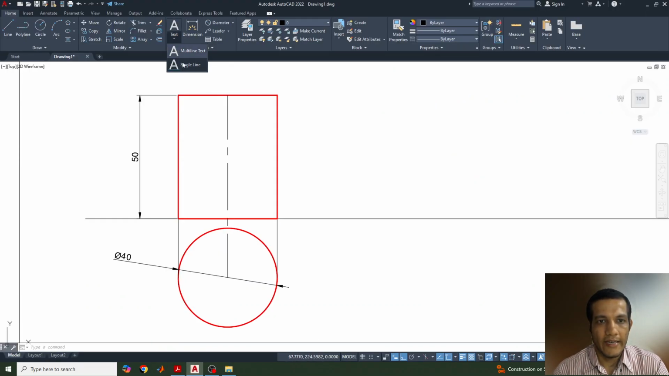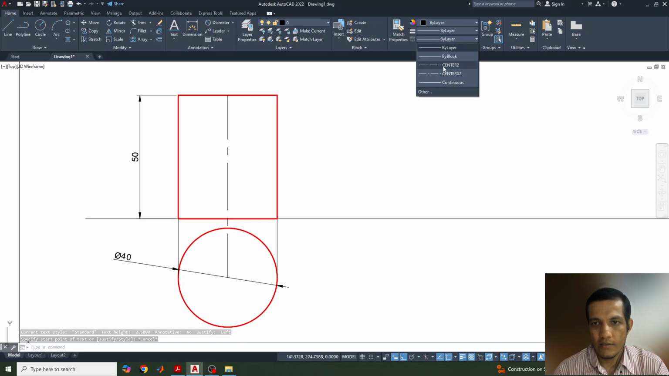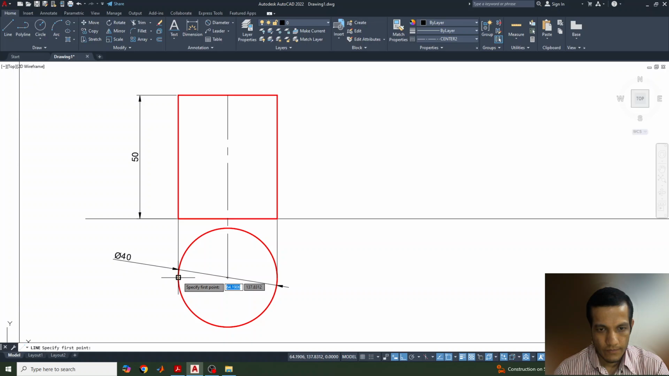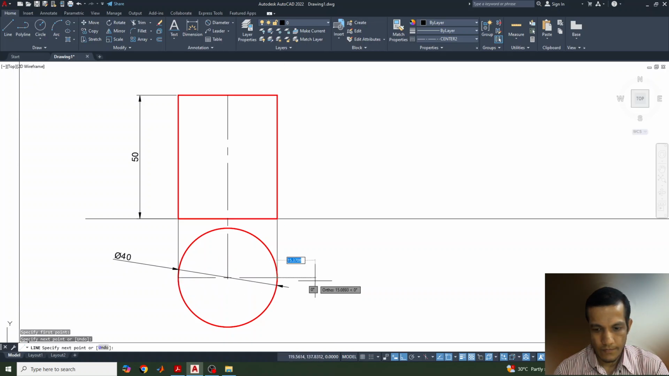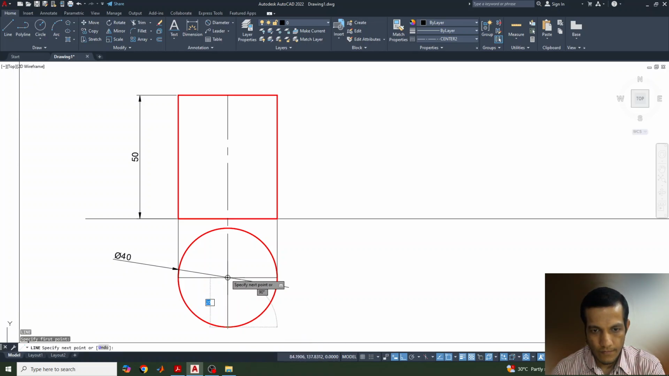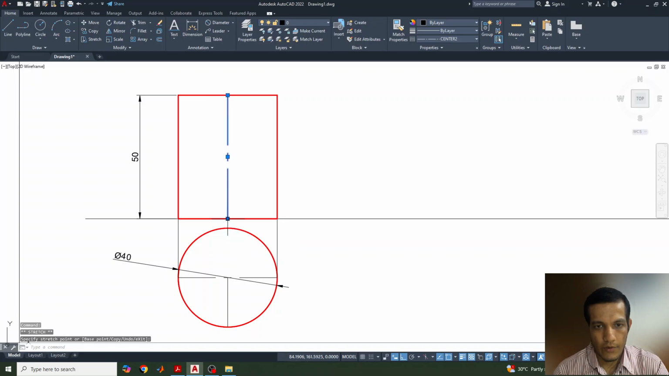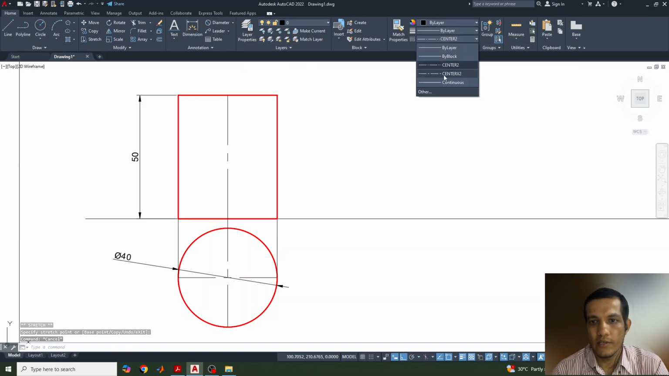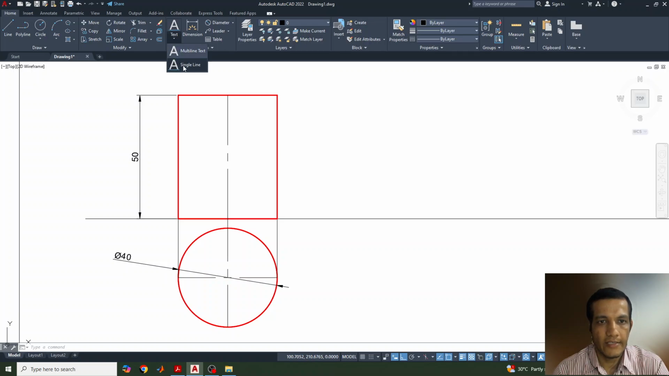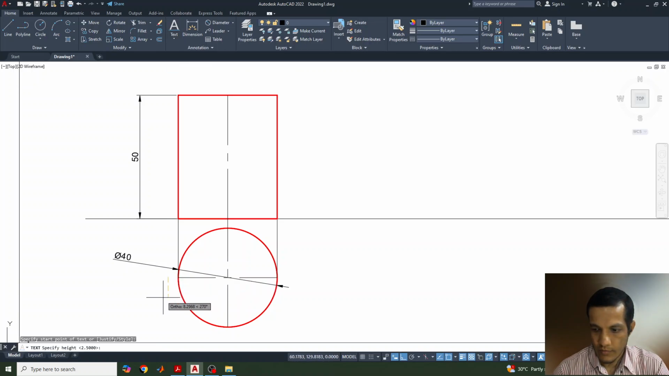For the marking, we'll go for the text, single line text, and before that I'll change this center line here. Otherwise this one we can give it to here, and this one you can mark up to here. Now next, let's change this by layer, go for text, single line text, and just mark it here.